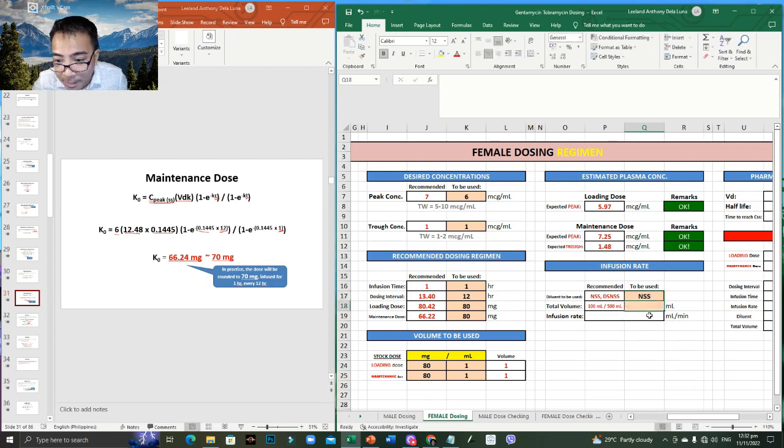Ang gamit natin is NSS, pwede D5 NSS. Pero usually, NSS lang yun. D5 ginagamit yung class pag NPO ang patient or di makakain. So, bibigay ka ng D5. Tapos, ang total volume would be either 100 or 500 ml. So, normally, it's 100 ml.